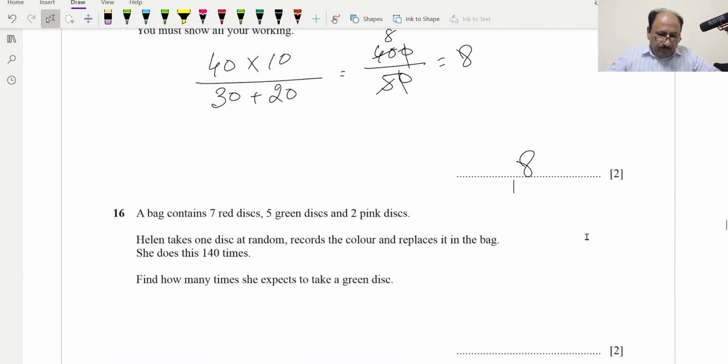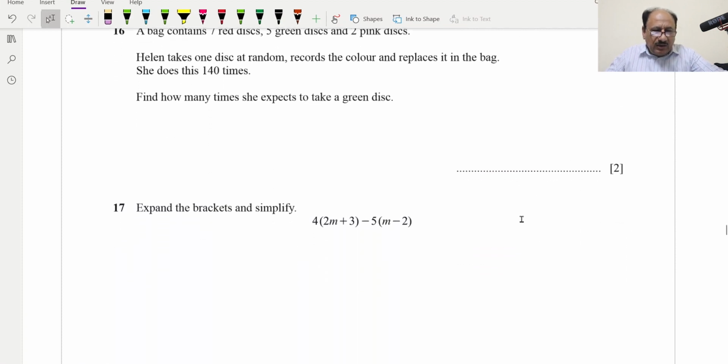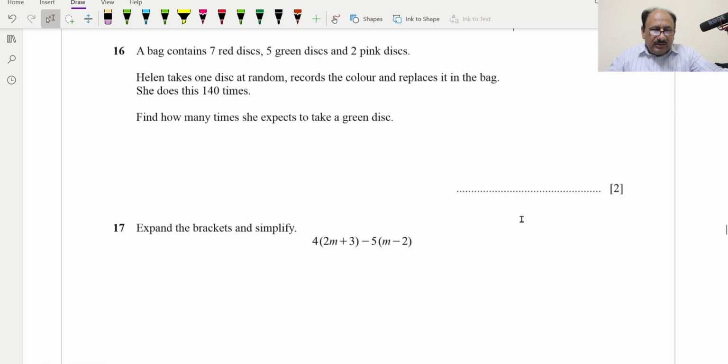This is done. Question number 16, a bag contains 7 red discs, 5 green discs, and 2 pink discs. Helen takes one disc at random, records the color, and replaces the bag.